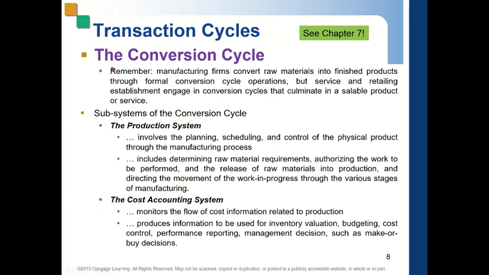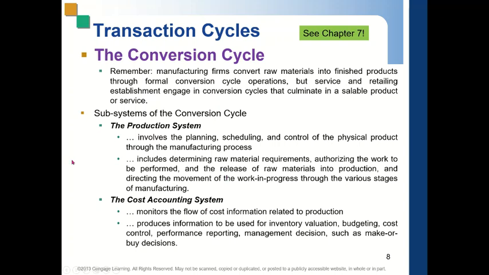So in the conversion cycle, the two main systems are the production system and the cost accounting system. And the production system, we're interested in the planning and the scheduling and the control, the things that we are doing to produce the physical products. And also we are looking at the things that require the raw materials. So now we go to our warehouse to retrieve raw materials. We authorize employees to do work.